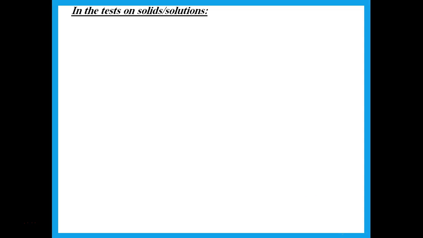Okay? If we're testing solids, a solid that is colored is something that has a transition metal.